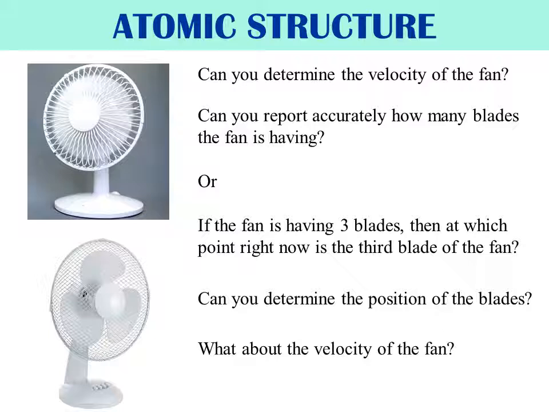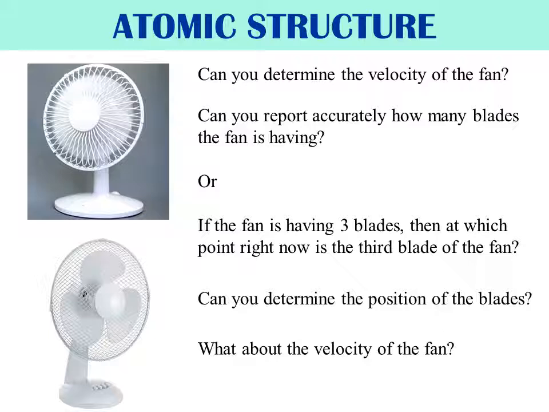So what's the velocity of the fan? Uncertain. What we are seeing with our naked eyes is basically that the blades are stationary. But maybe the reality is not. It's moving so slowly that the displacement our naked eyes are not able to identify. So with accuracy we cannot say what the velocity of the fan is, but we can say with accuracy what the position of the blade is.